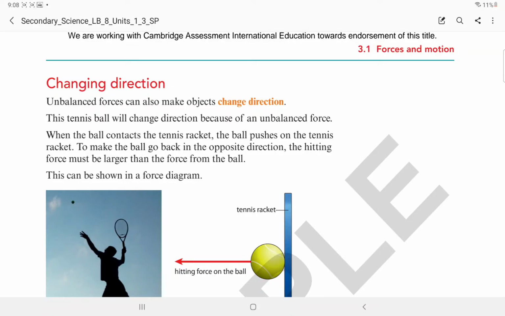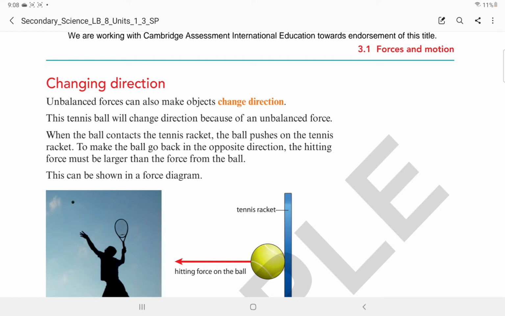Afternoon, students. So we were discussing the topic of balanced and unbalanced forces. In a balanced force, there will be no resultant force, right? That is, the forces will be equal and in opposite directions, meaning it is a balanced force, and there will be no resultant movement or resultant force.